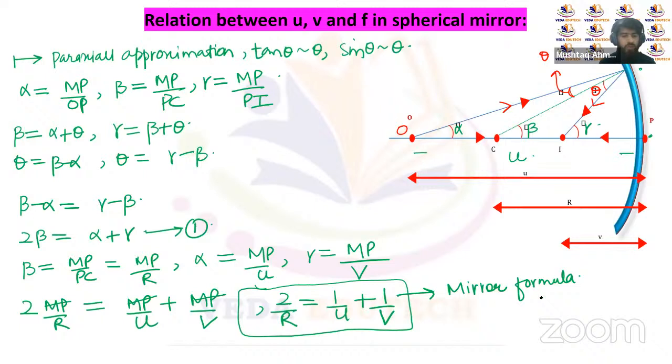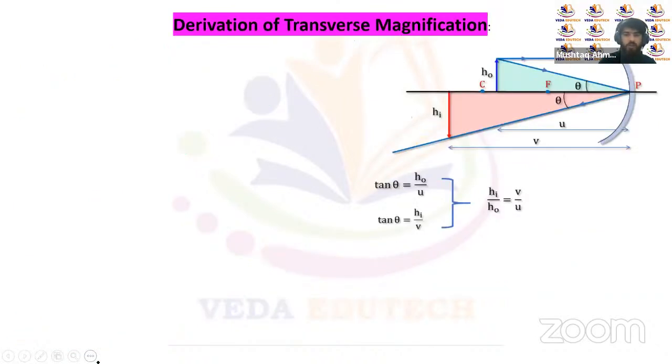So it will be 2 upon R is equal to 1 upon U plus 1 upon V. We know that R upon 2 is the focal length. If we substitute R upon 2 equal to F, we'll get the mirror formula as 1 upon F equal to 1 upon U plus 1 upon V. This is the mirror formula.